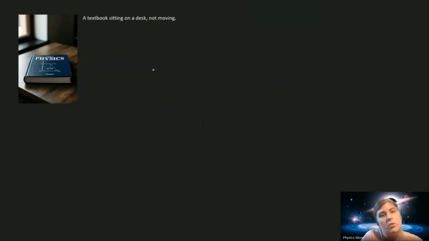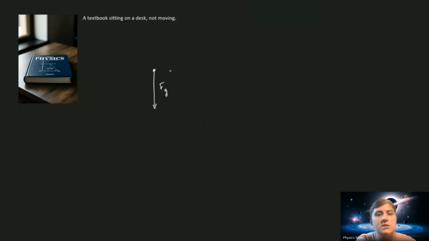So we represent the textbook just as a dot, because again, we physicists are such good artists. And we draw an arrow pointing down because forces are vectors, so the direction matters. Gravity is always pointed down, towards the center of the Earth. And we would represent that as F with a little subscript G, denoting that's the gravitational force on the object.